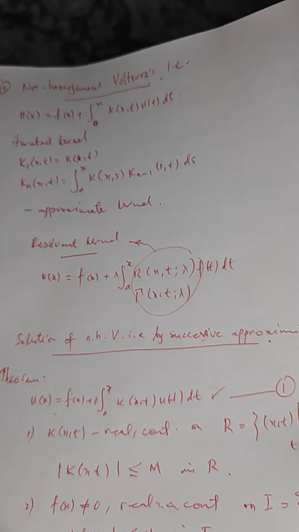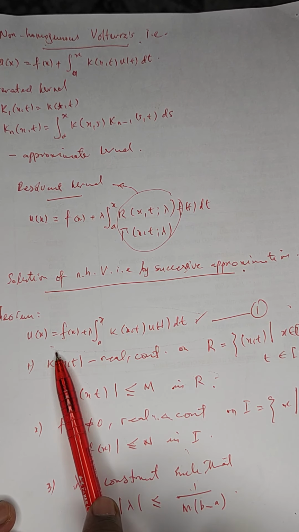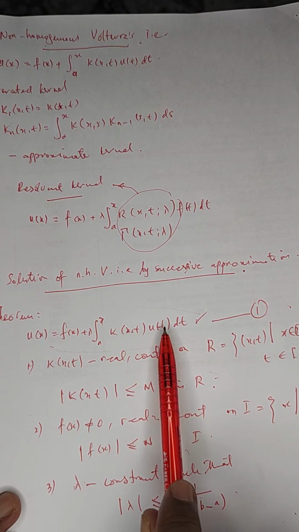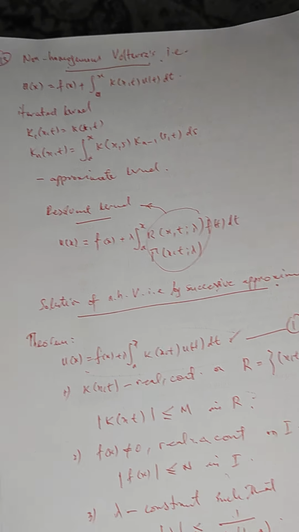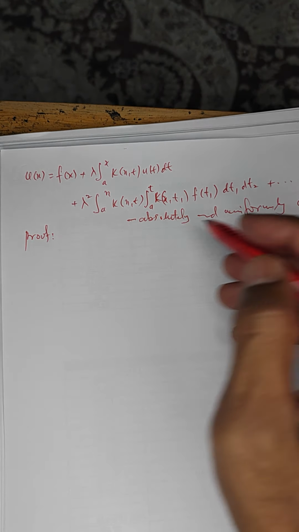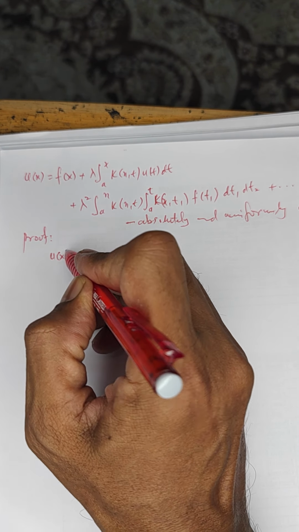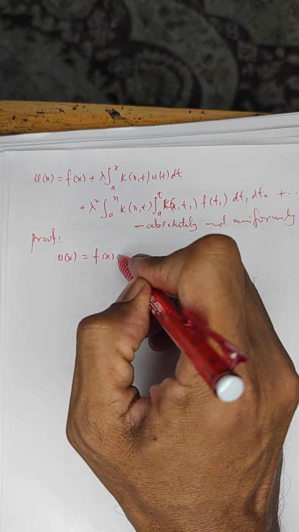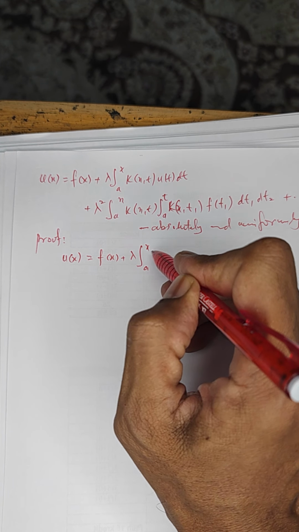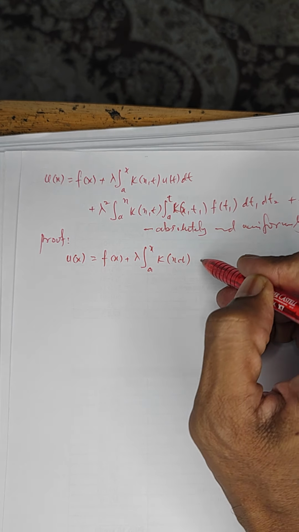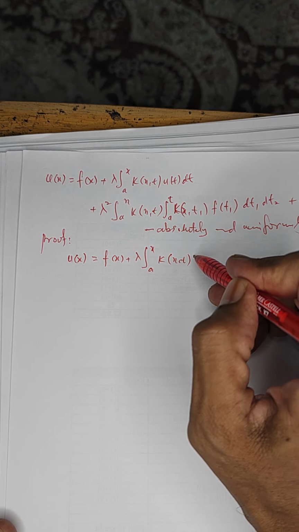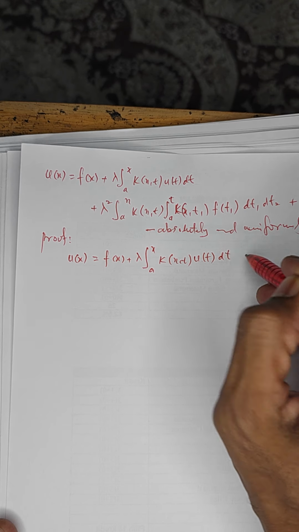So to prove this, the Volterra integral equation can be written if I change the dummy variable of integration to, let's say, t1. Let me write the Volterra integral equation again. From the Volterra integral equation, we have u(x) = f(x) + lambda integral from a to x of k(x,t) u(t) dt.